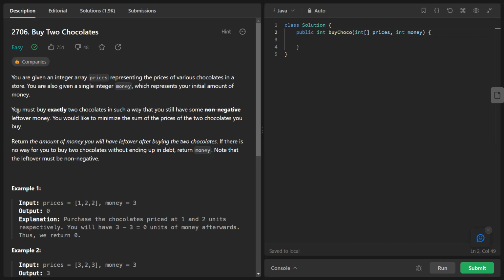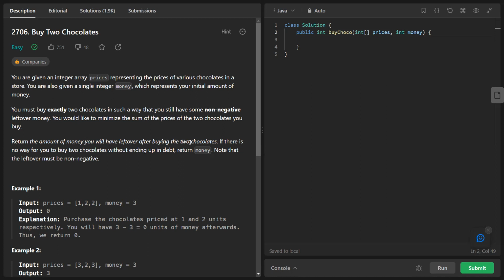You must buy exactly two chocolates. We have to buy two chocolates in such a way that you still have some non-negative leftover money. So our money shouldn't be negative after buying those two chocolates. Either it can be zero or it can be positive. So return the amount of money you will have left over after buying the two chocolates.